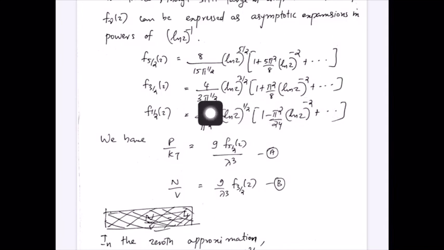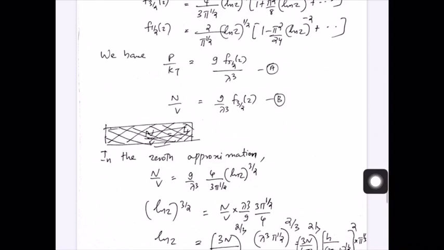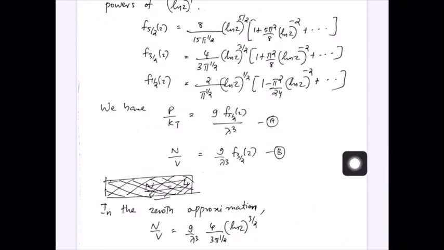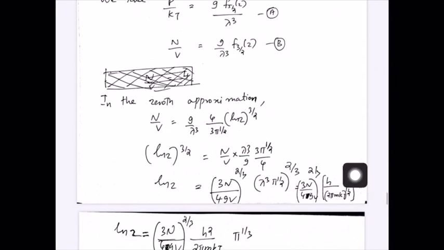In the zeroth approximation of this series, we take only the first term, and then in the first approximation we take the first two terms. So first we take the zeroth approximation. Our f3 by 2 of Z will be 4 over 3 pi to the power half, times log Z to the power 3 by 2. This will be the zeroth approximation of f3 by 2 of Z. So that is substituted here.